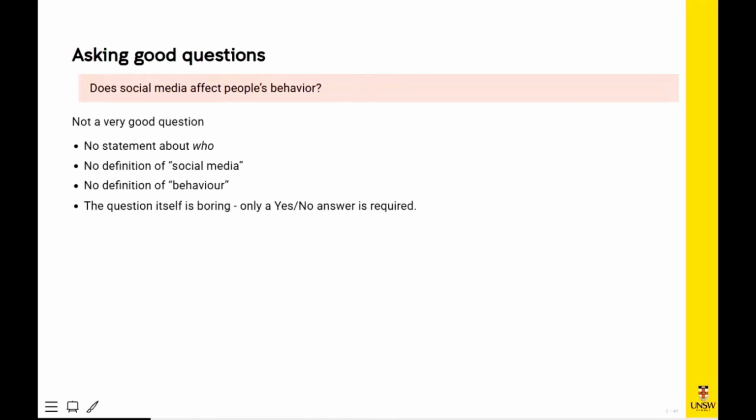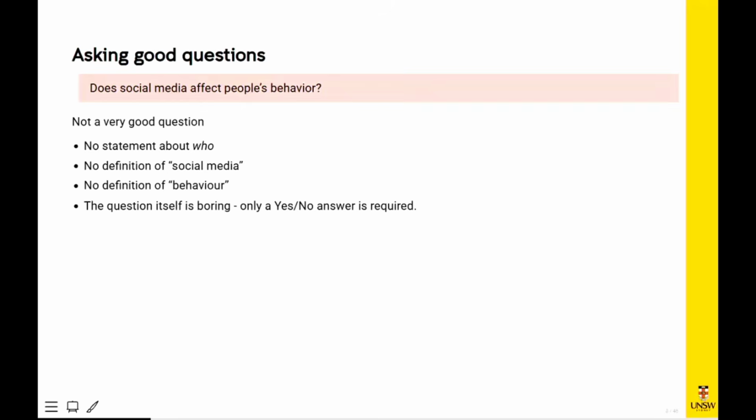So you might have this question: does social media affect people's behavior? This is not such a great question because we don't really know who "people" is. It's not a very specific word, so we probably need to work on who we're talking about in this research question. We have no idea what social media is. There are hundreds of different platforms. What are we defining as social media and how people are using it?